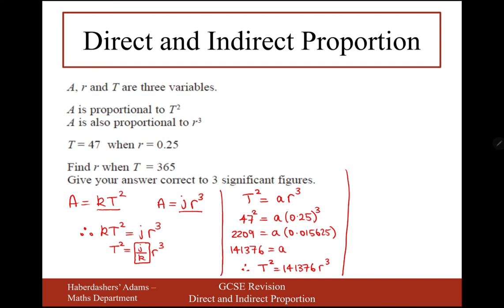Okay, find the value of r when t is 365. So this is my formula down the bottom here. Let's now substitute in 365 for t. So 365 squared equals 141376 r cubed. So 365 squared is 133225.